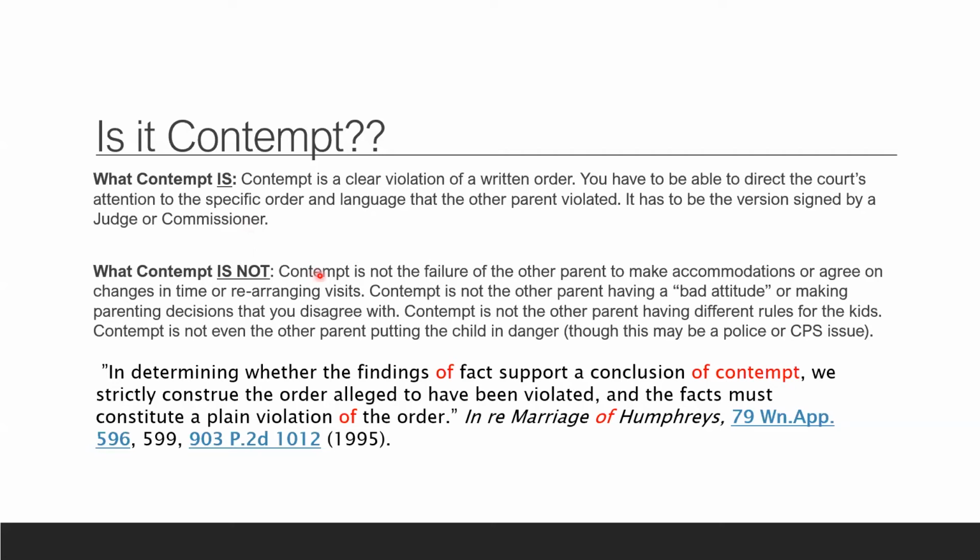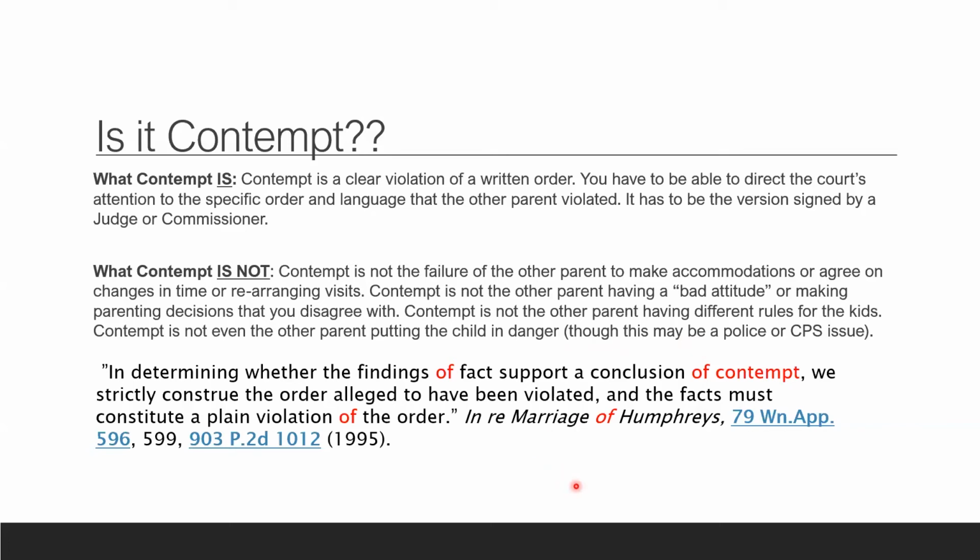So contempt is not the failure of the other parent to make accommodations or agree on changes in time or rearranging visits. It's not the other parent having a bad attitude or even making parenting decisions that you disagree with. And it's not the other parent having different rules for the children. It's not even putting the child in danger, although that could be a police or a CPS issue.